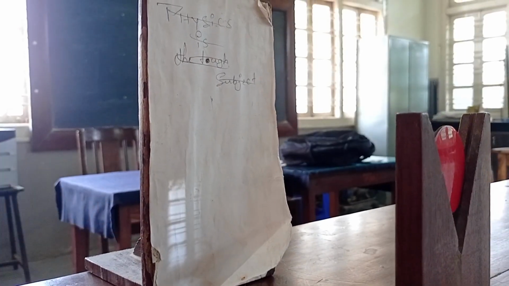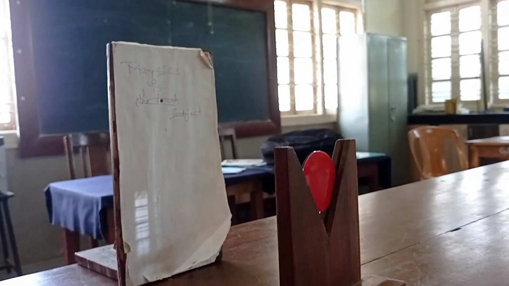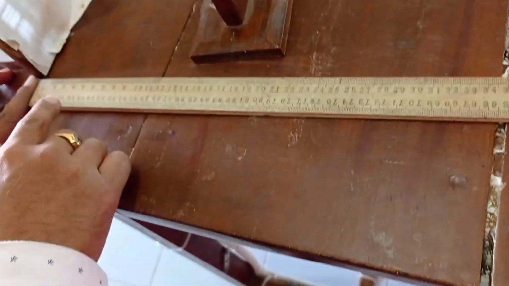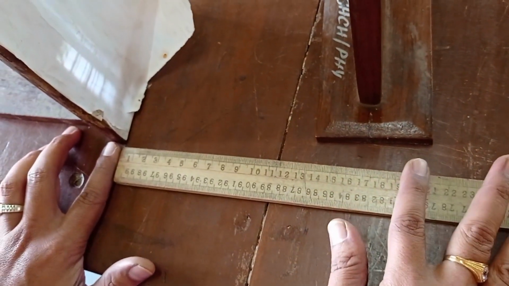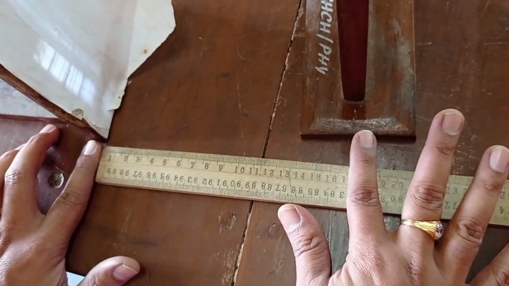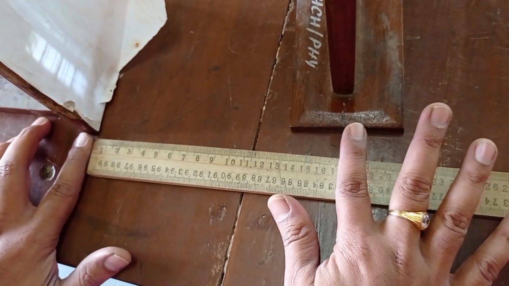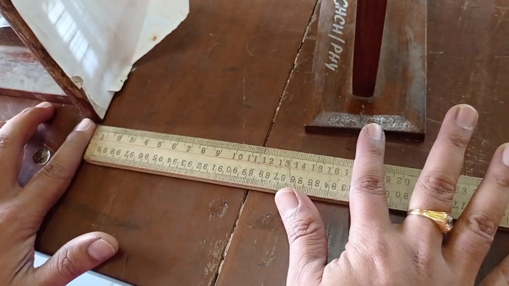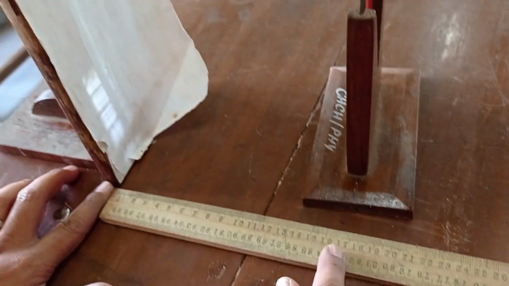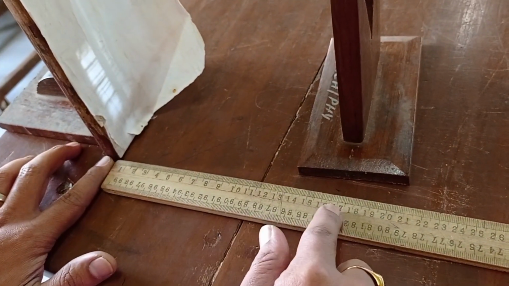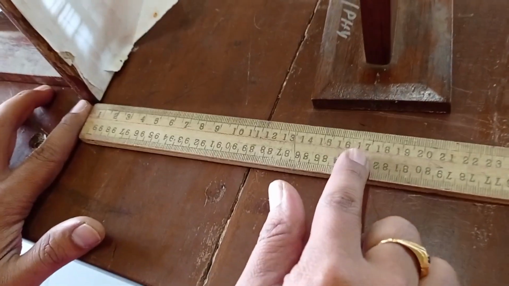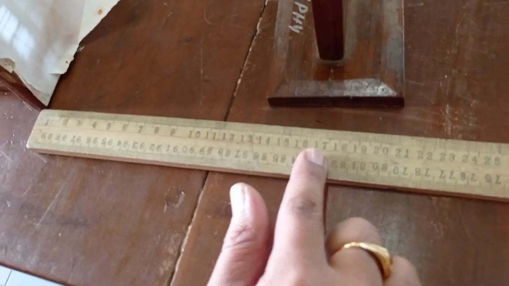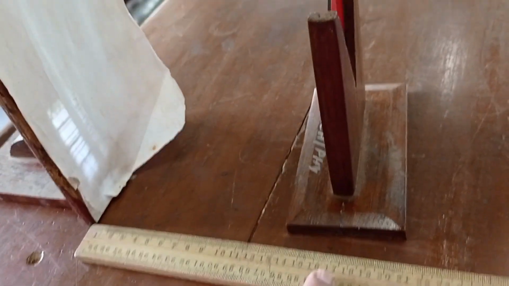Here I am measuring the distance between the screen and the mirror holder. The total distance is around 17 centimeter. Here 17 centimeter is the approximate focal length of the given concave mirror. You can see it here, 17 centimeter, this one. Yes, this is the approximate focal length.